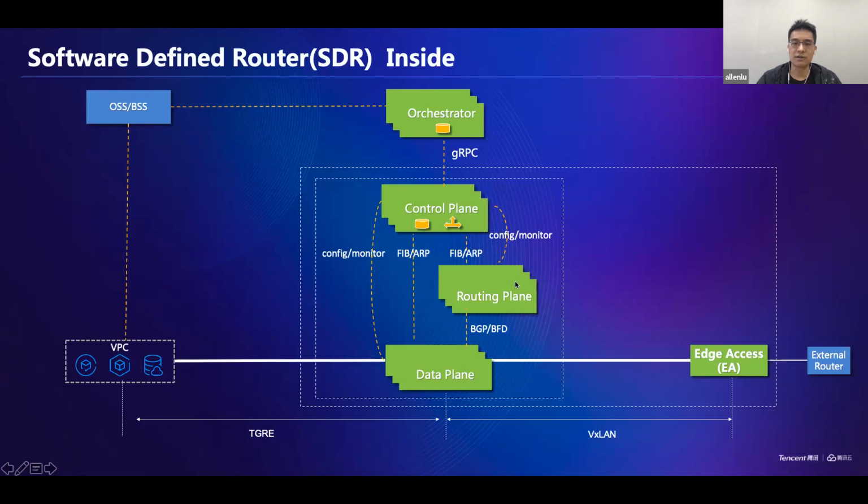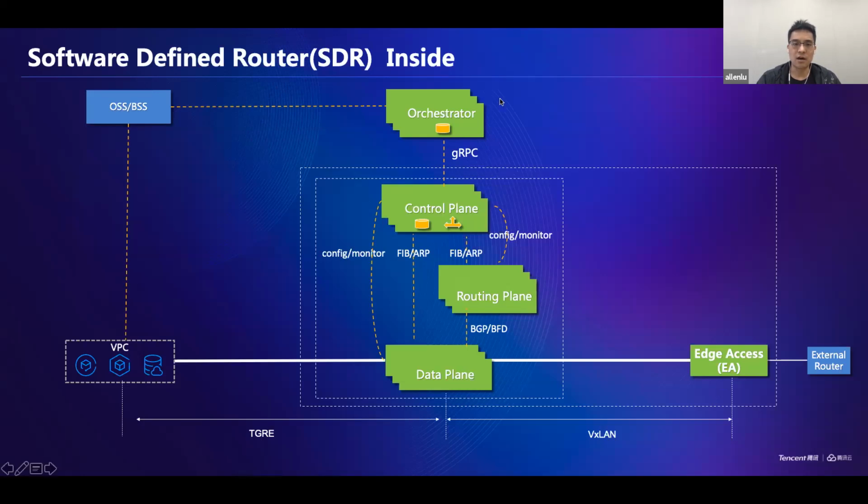Okay, the routing plane is responsible for peering with the external routers for routing information exchange. And the BGP messages are carried over layer 2 VXLAN tunnel between external router and the SDR. So the routing plane and the external router are able to establish BGP session directly.